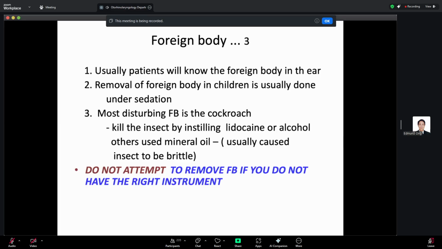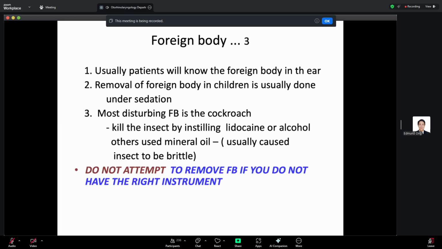So if you use just water to drown the cockroach, sometimes it moves too much and it can bite the surrounding structures, like it can penetrate the eardrum. So it's better to use a highly viscous fluid like oil when drowning the foreign body, the cockroach for that matter, before you remove it.